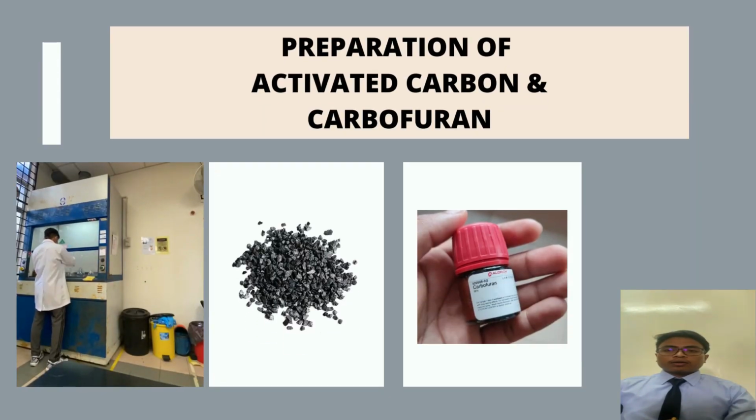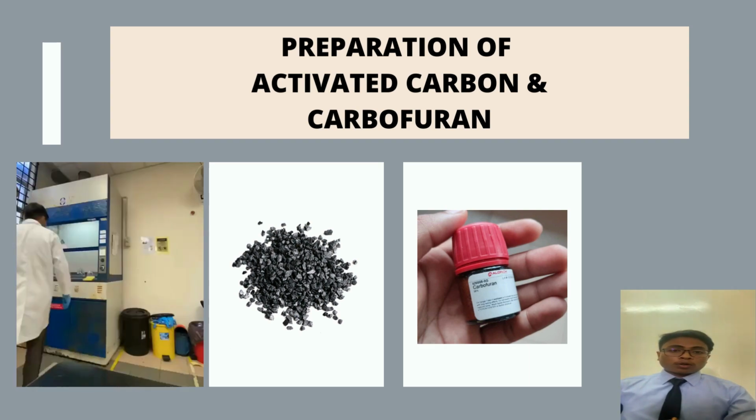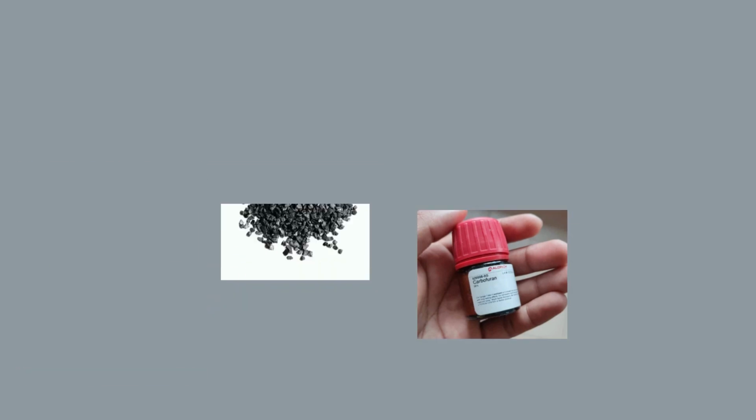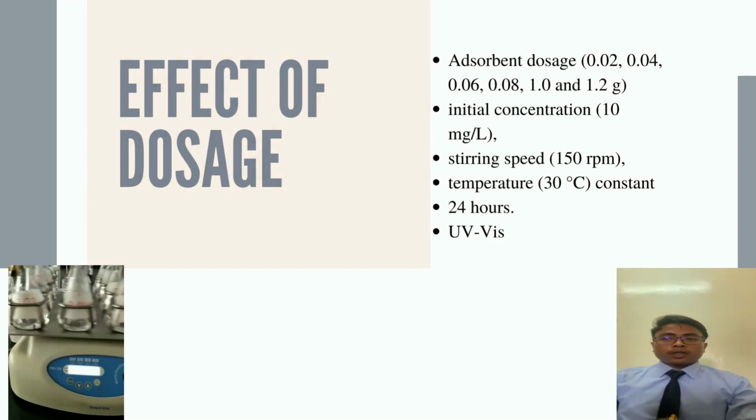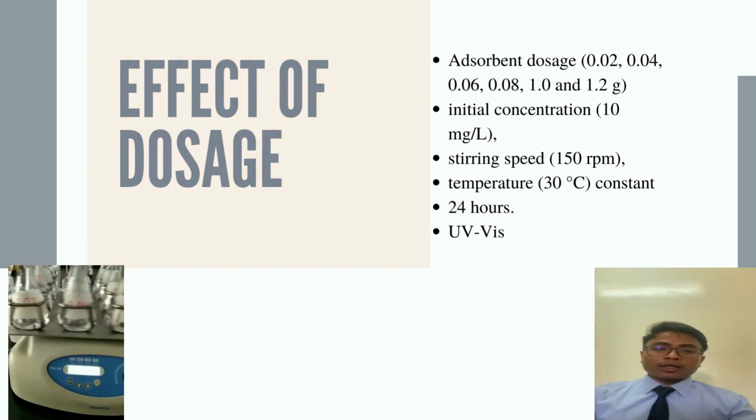Activated carbon and carbofuran were used in this research. The activated carbon is a granular activated carbon coming from coconut shell, and the pure carbofuran was obtained from the lab. Effect of dosage. The adsorbent dosages were 0.02, 0.04, 0.06 till 1.2 gram in this experiment. The initial concentration of carbofuran was 10 mg per liter, the stirring speed of the shaker was 150, and the temperature was constant at 30 degrees Celsius, run for 24 hours. And then the final step is the sample was run at the UV-Vis.